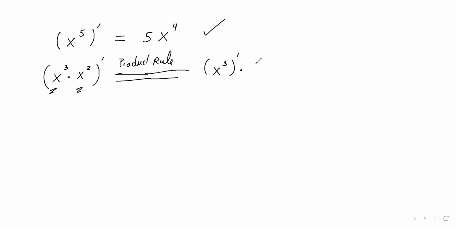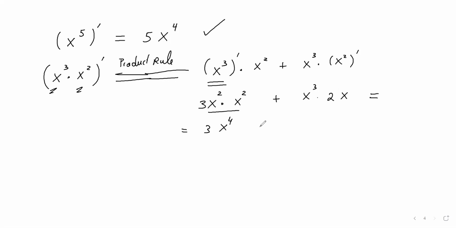So it will be x cubed prime times x squared plus x cubed times x squared prime. And when you do this calculation over here, you need to apply the power rule for x cubed. So you get 3x squared times x squared, plus over here you have x cubed times 2x. Remember x squared prime is 2x. So when you put these together, you get 3x to the 4 here plus 2x to the 4. So that all together is 5x to the 4, and that takes care of the problem.